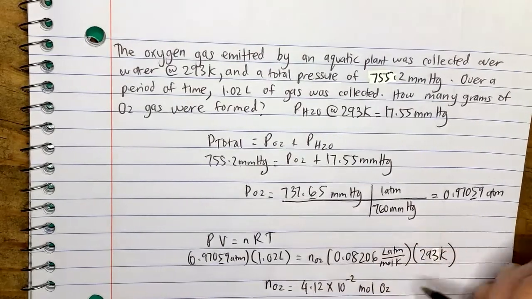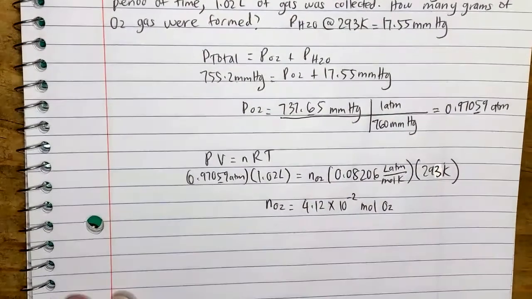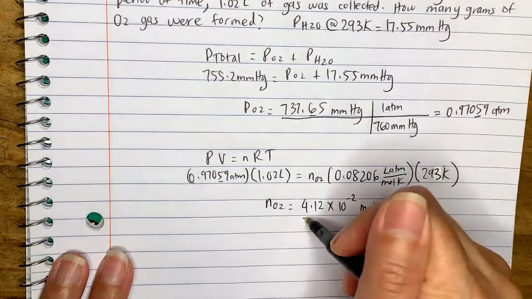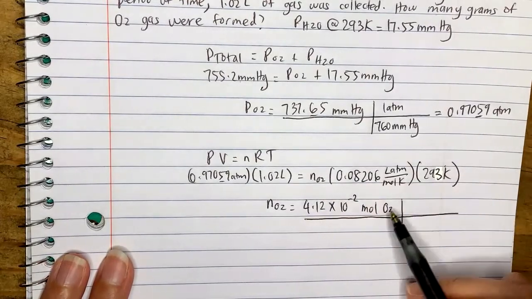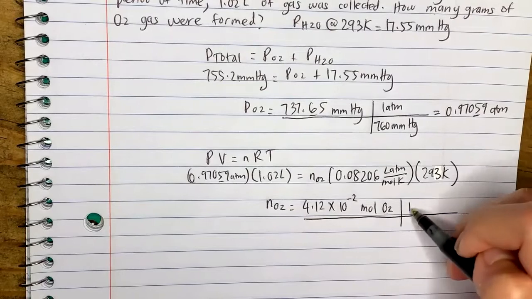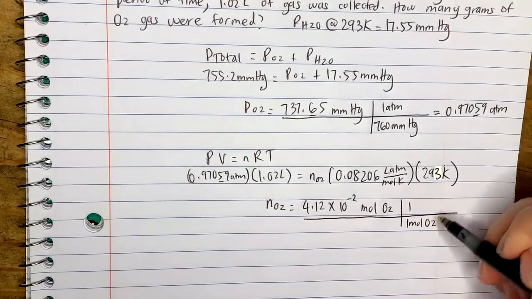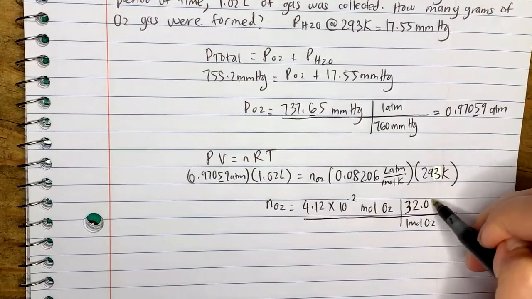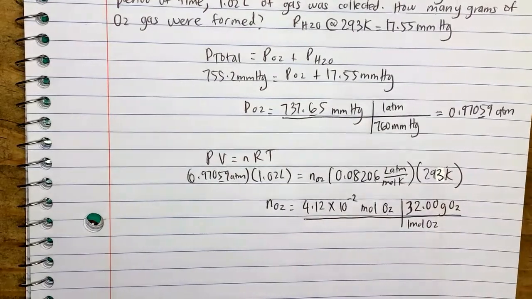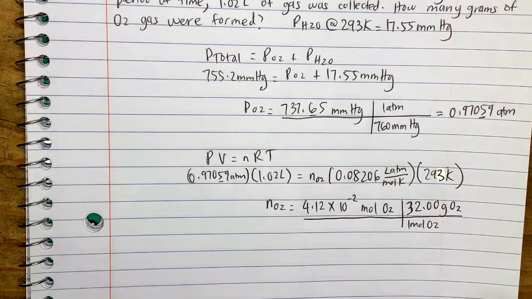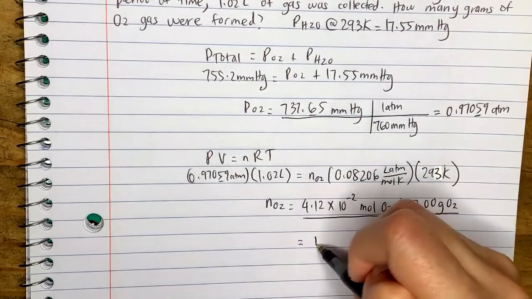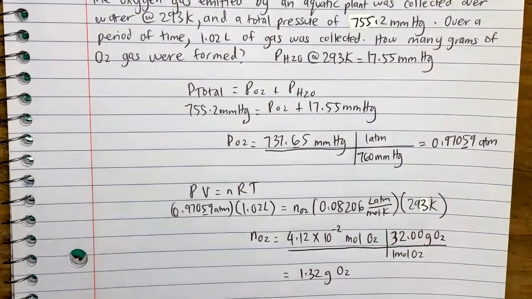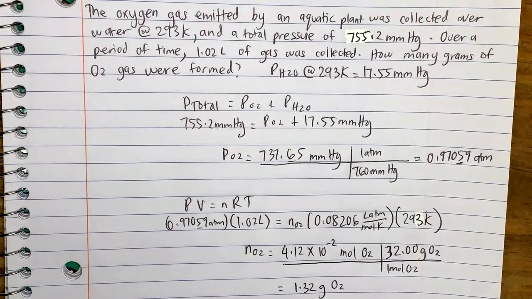Once you get the moles of oxygen gas, we can easily convert it to grams. 1 mole of oxygen gas is how many grams? Remember, it's O2, not O. So 1 mole of O2 is 32 grams. A lot of people put 16 and make a mistake there, so make sure you don't do 16. It's 1.32 grams of oxygen gas. That's how you would solve this problem.